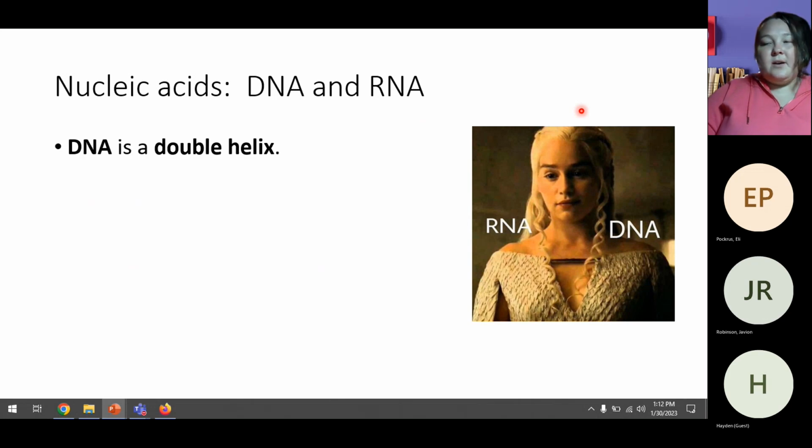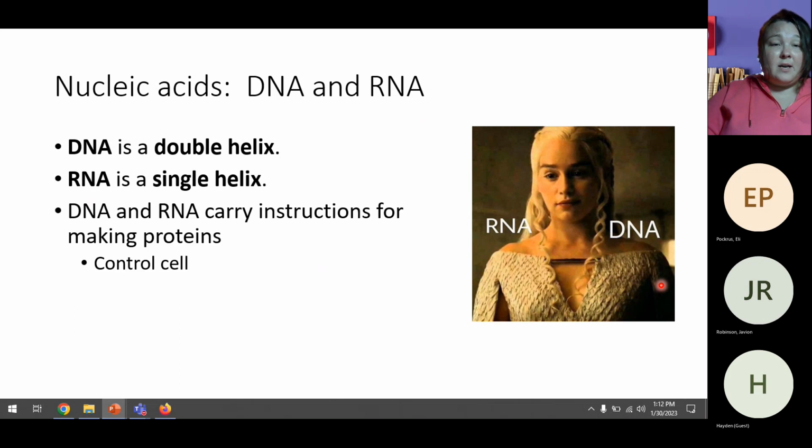Nucleic acids. There are many differences between DNA and RNA, but we're only going to go over a couple today. The rest we'll get to in chapter 10. DNA is a double helix. A helix is just like a spiral shape. So over here we have Khaleesi with her nucleic acid hair. DNA is a double helix, two spirals wound around each other. RNA is a single helix, just one spiral. So that's one major difference between DNA and RNA.